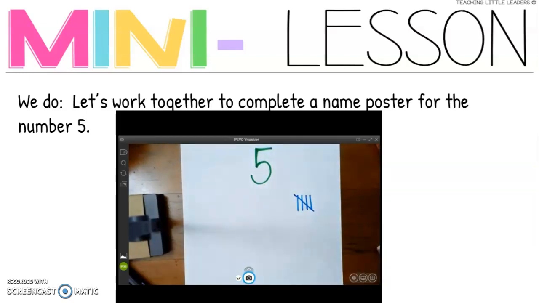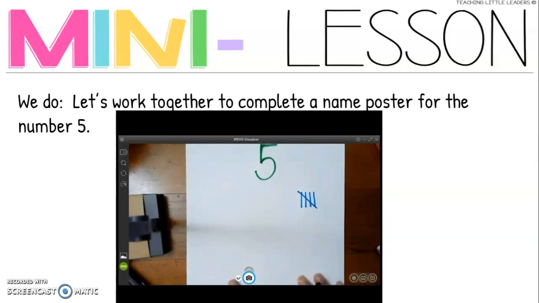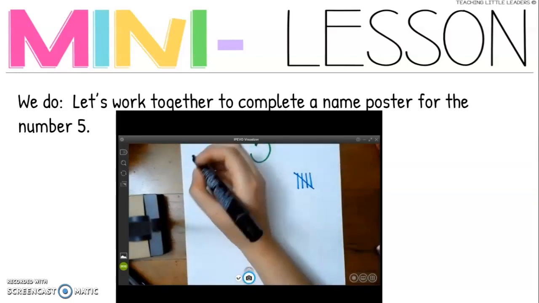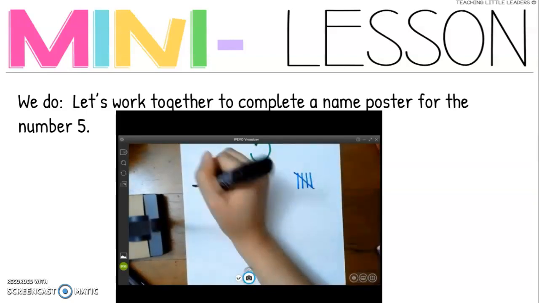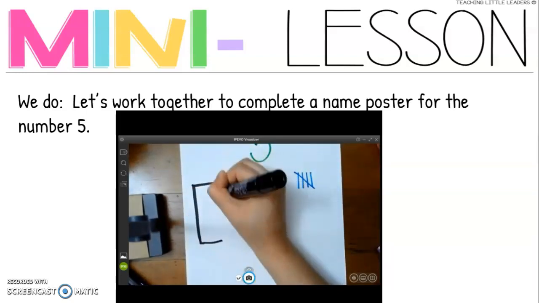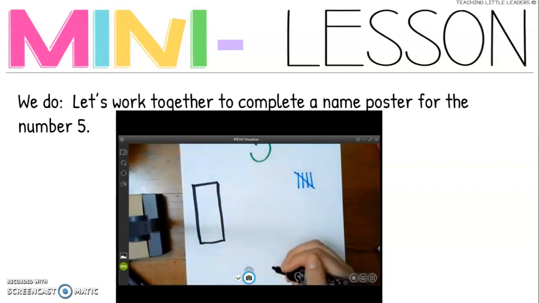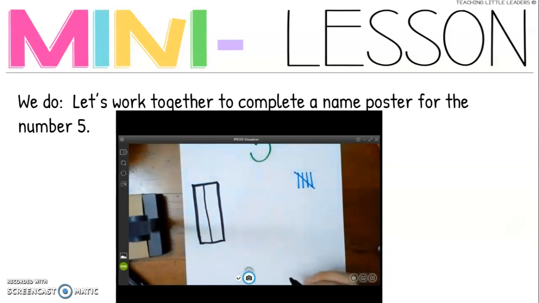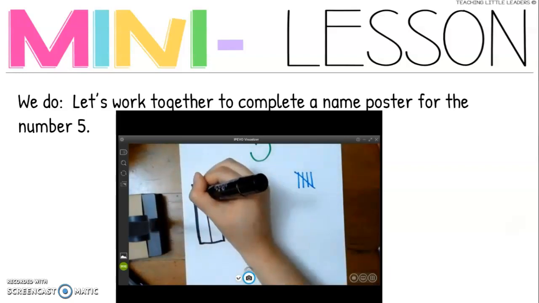Okay, think of another way, boys and girls. Awesome, I heard someone say we could make a 10 frame. So we're going to get out a marker and draw a 10 frame. So start by making a nice long rectangle. And then we're going to split that rectangle down the middle. And now we're going to draw some lines across.